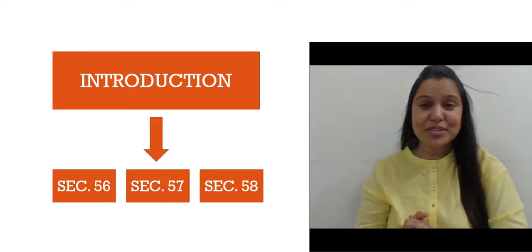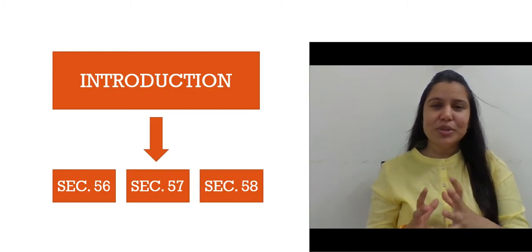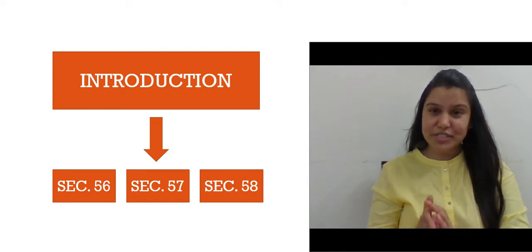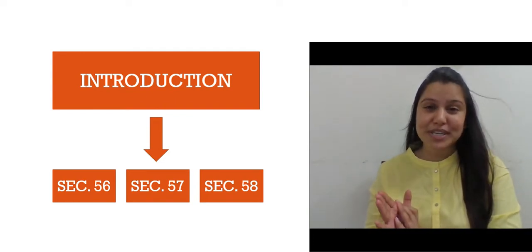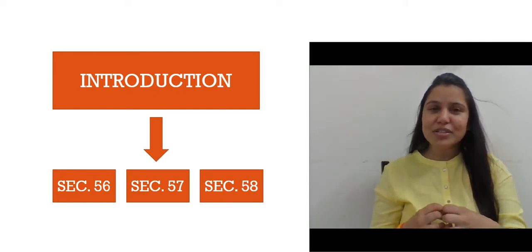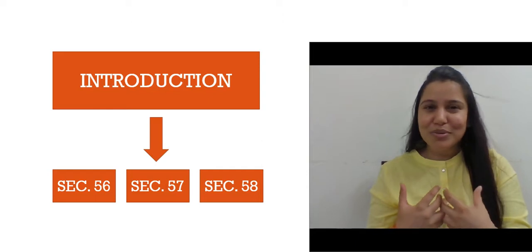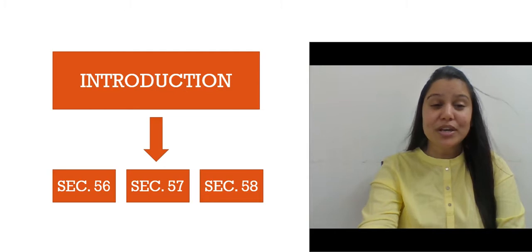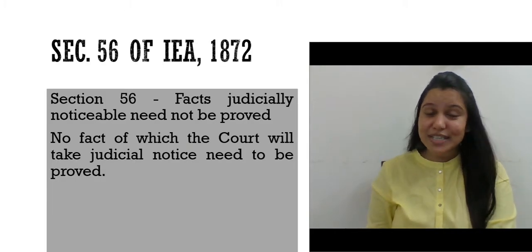we did not prove these facts. Now, what will happen if we are not supposed to prove it? Then, how are they going to be proved by themselves? Let's have a look. As you can see on your screens, the facts which need not be proved are mentioned under section 56, 57, and section 58 of the Indian Evidence Act. So what is actually mentioned and what are the facts of which we need not give evidence, we'll see under these respective sections. Now the first section is section 56.